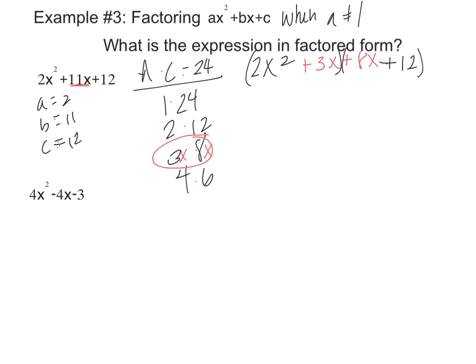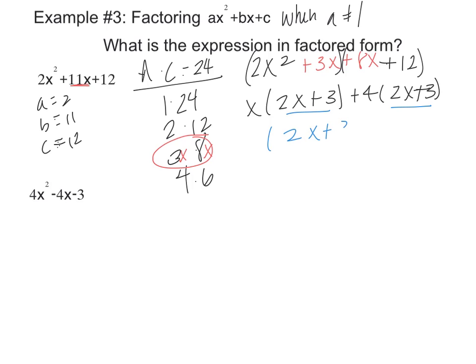I can take from 2x squared and 3x an x, and I'll still be left with 2x plus 3. The greatest common factor of 8x and 12 is 4. And again, what's left over is 2x plus 3. So we've done this problem correctly. We know we have because we see that these two factors are the same. So the first factor is 2x plus 3, and the other factor is what's not in parentheses, which is x plus 4. And we are done.